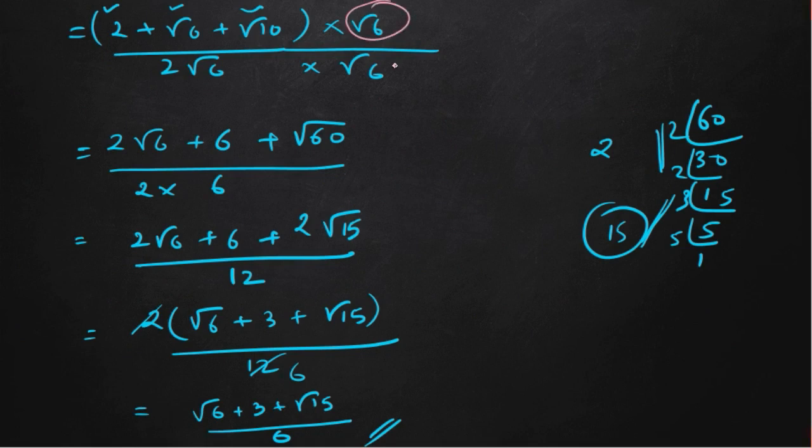So you can see that we have multiplied by root 6 on numerator and denominator. Why? Because 2 root 6 is still an irrational number. So root 6 will multiply to 2, giving 2 root 6; root 6 into root 10 will be root 60; and root 6 into root 6 will be 6. Root 60 can be written as 2 root 15. Taking 2 common from the numerator, we have got this answer. In this answer, the denominator is 6, which is a rational number. That means we have successfully rationalized it. So this will be our final answer.